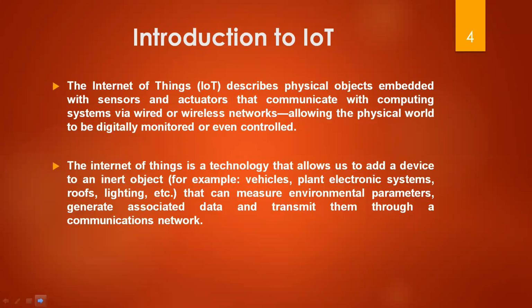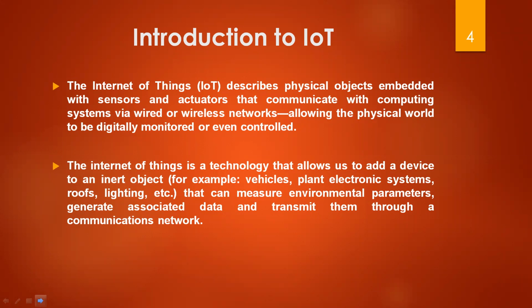Introduction to IoT. The Internet of Things describes physical objects embedded with sensors and actuators that communicate with computing systems via wired or wireless networks, allowing the physical world to be digitally monitored or even controlled.